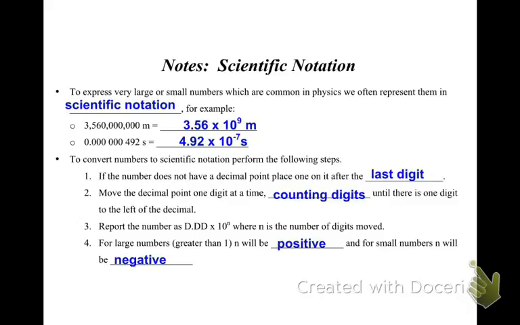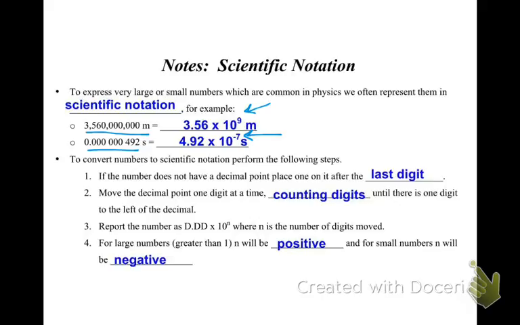So what we do is we make that number out of a power of 10. Or if we have a very small number, like 0.000000492 seconds, so a very short amount of time, we like to express that in scientific notation as well.